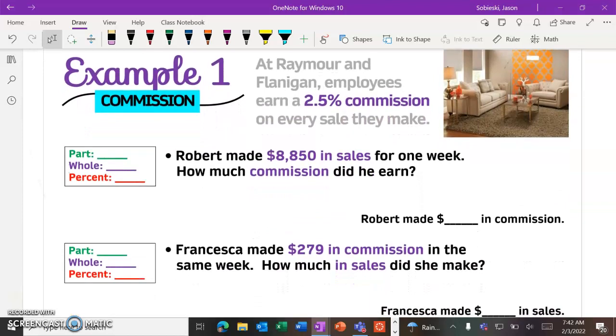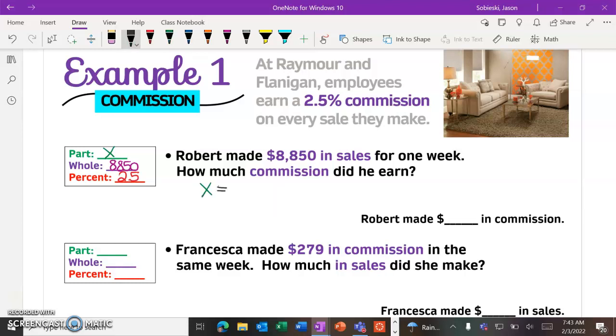At Raymore and Flanagan, employees earn a 2.5% commission on every sale that they make. They want to figure out if Robert made $8,850 in sales, how much commission did he make? Just like we've been doing, part is going to be our amount that is after the fact, including commission, which we don't know yet. We do know that the whole or the original amount is $8,850, and the commission rate is 2.5%. So that's going to be on our percent line. All right, we have our three pieces of information.